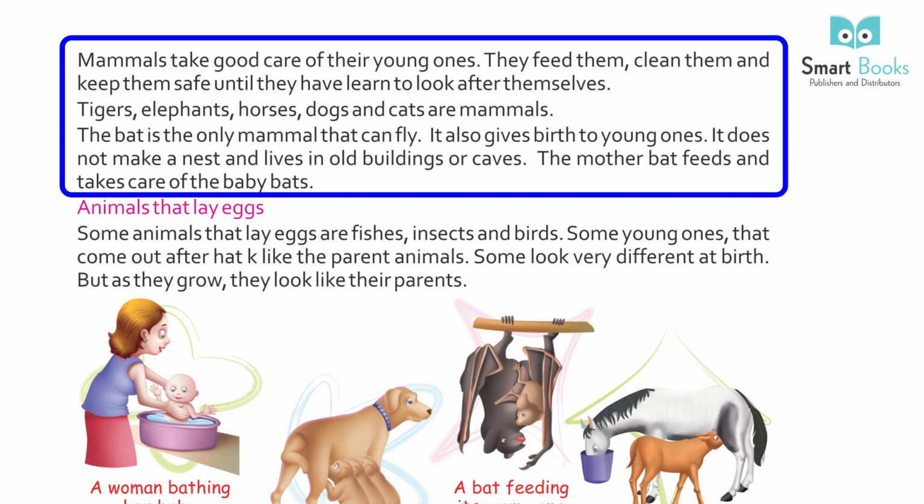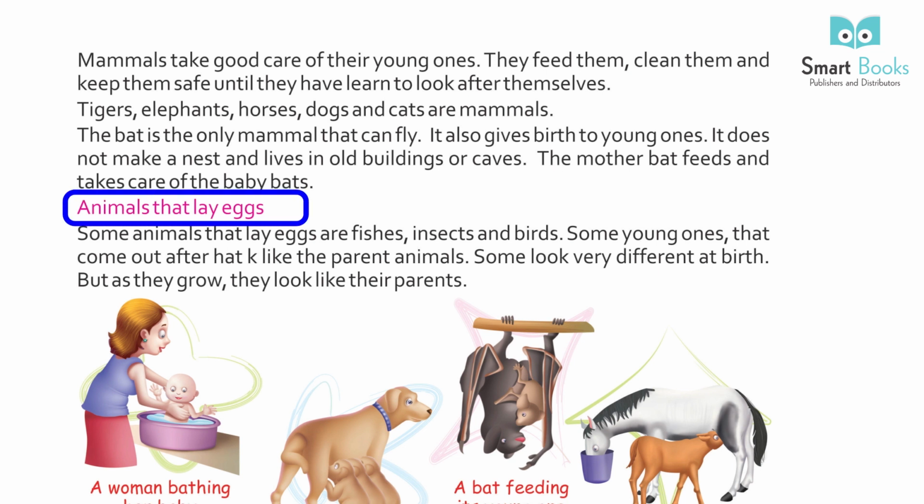Tigers, elephants, horses, dogs, and cats are mammals. The bat is the only mammal that can fly. It also gives birth to young ones. It does not make a nest and lives in old buildings or caves. The mother bat feeds and takes care of the baby bats.